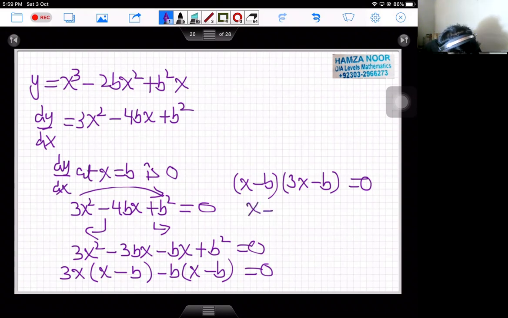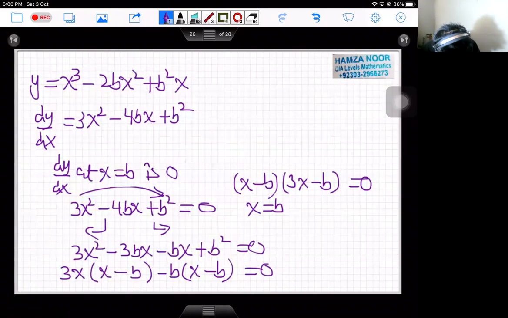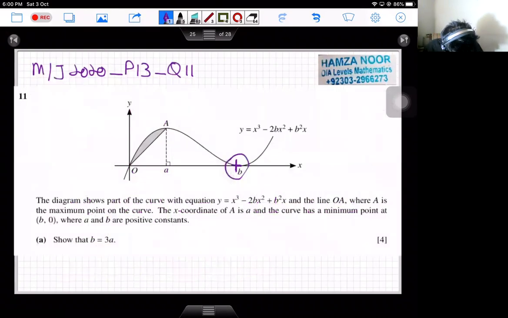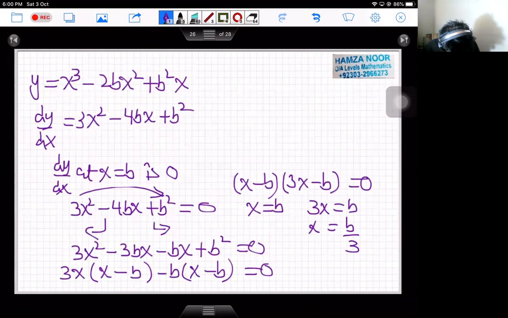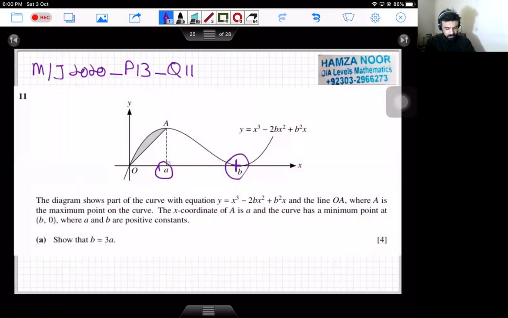So either x is equal to b, we know this thing, and the other thing is 3x is equal to b, so x is equal to b over 3. Since we know that on the x-axis we have another point which is a, what we are going to do is substitute a over here. a is equal to b over 3, so b is equal to 3a. This part was for 4 marks and you needed to prove this. All right, b is equal to 3a.